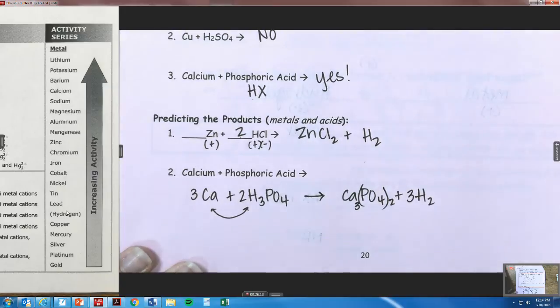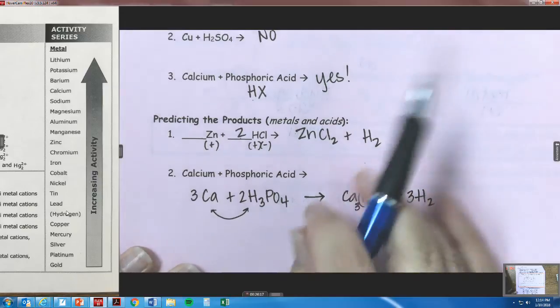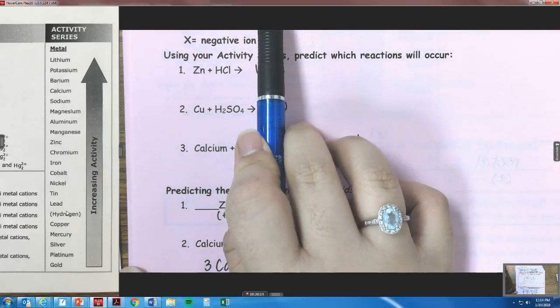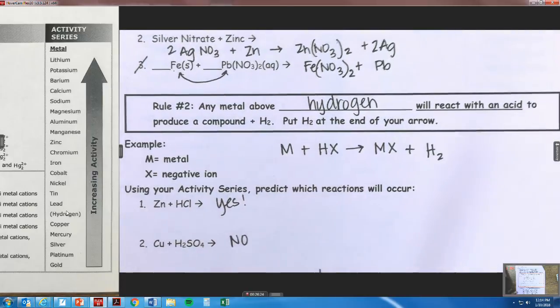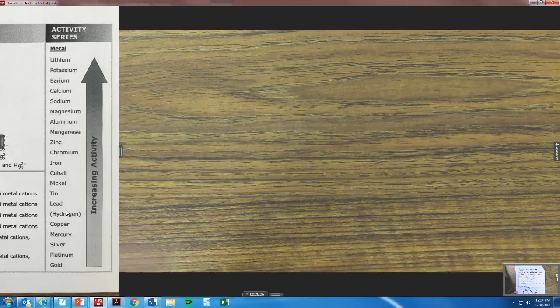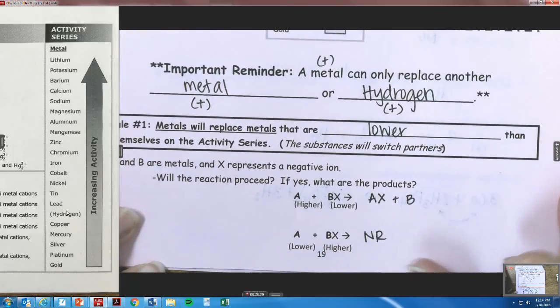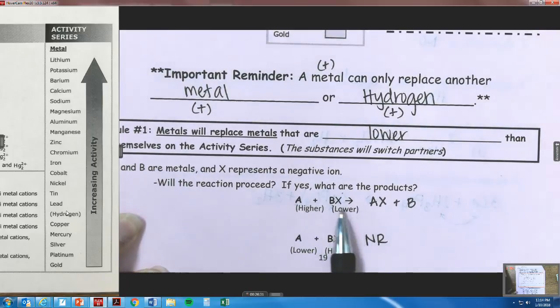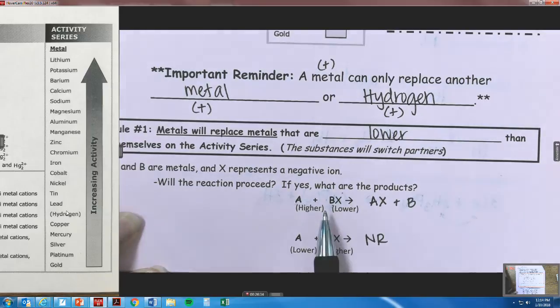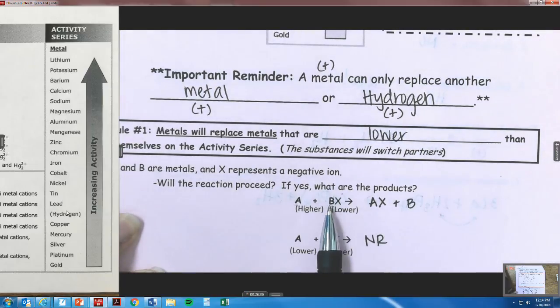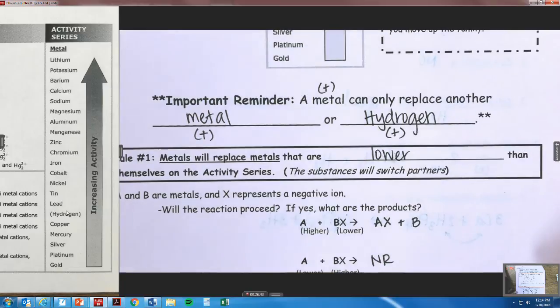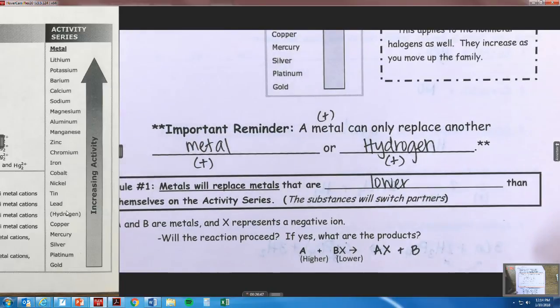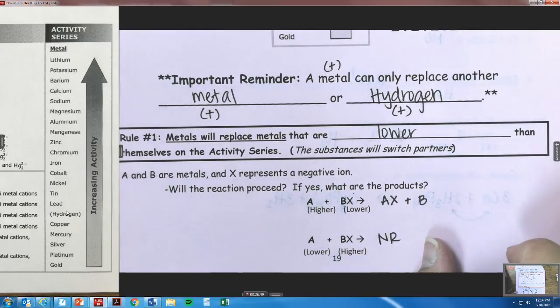That concludes our notes for today. Remember that Rule 2 deals with a metal and an acid, and Rule 1 deals with a metal and a metal compound. So it's just a regular compound. You're going to have a positive and a negative, or you're going to have a metal and non-metal. If something didn't make sense, please ask. If you have any further questions, again, please ask.